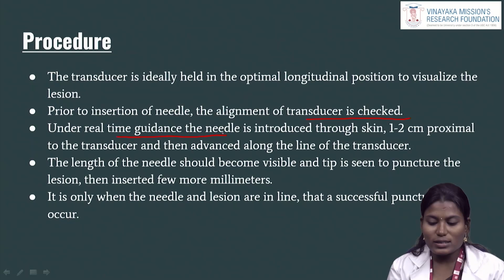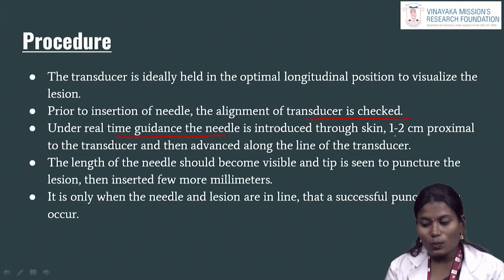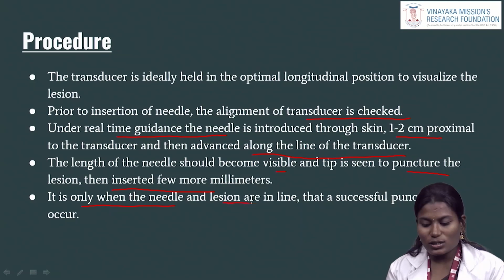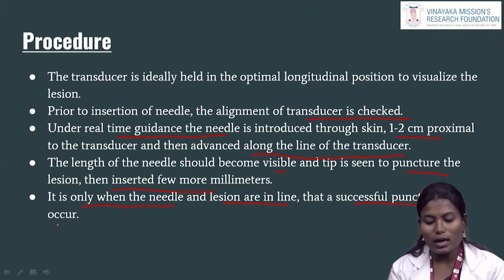With real-time guidance, the needle is introduced through the skin 1 to 2 cm proximal to the transducer, then advanced along the line of the transducer. The length of the needle should show as a visible tip, and when puncturing the lesion, it is inserted a few more millimeters. Using the ultrasound, we introduce the needle to the correct position and see how deep it goes. It is only when the needle and lesion are lined up that a successful puncture can occur.